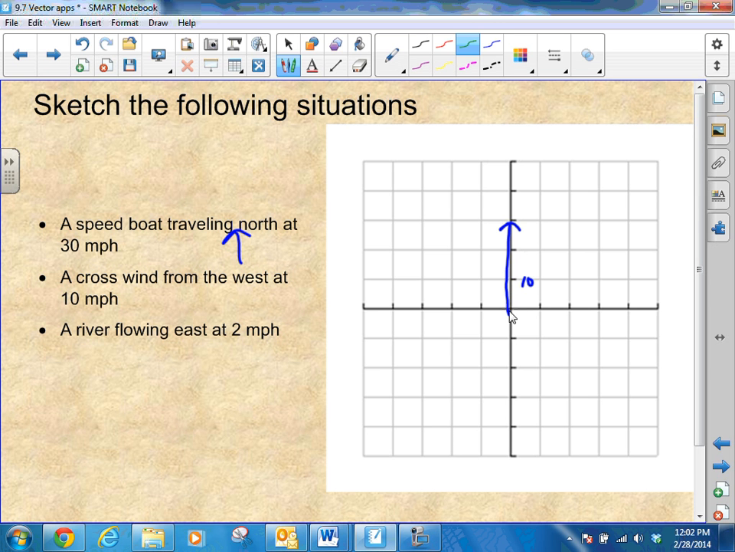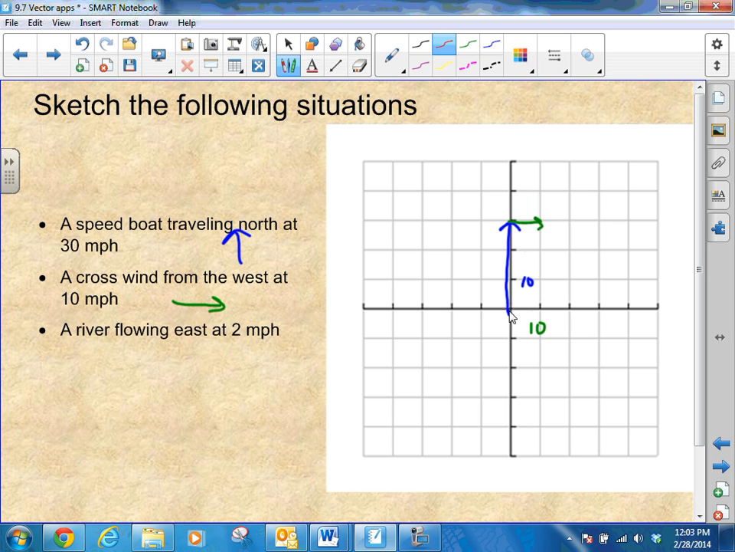And then what if I come across a wind that's coming from the west 10 miles per hour? How do I draw that then? I go one box to the right. I go to the east. So I'd be there. Why would I not draw it to the left? Very good, because it says it's coming from the west.